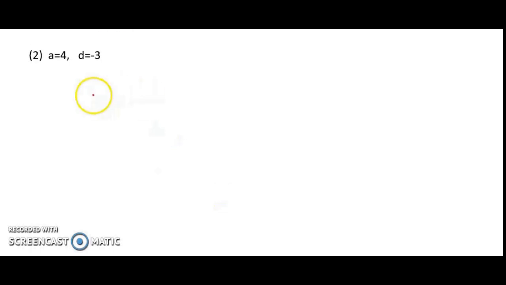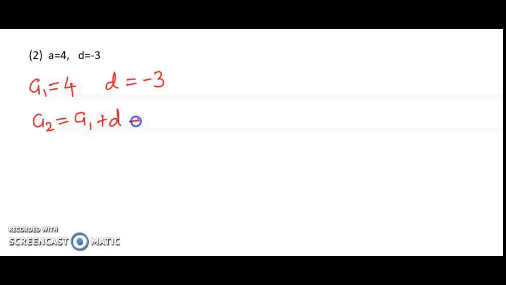A1 is given as 4, so we can say A1 is 4 and the common difference is minus 3. We have to find out the first 4 terms of the AP. The first term is already given, A1, that is 4. Now if you want to find the second term A2, we will add the common difference to the first term. So we can write the formula A1 plus D. A1 is 4 and the common difference is minus 3, so we'll get the answer 1.